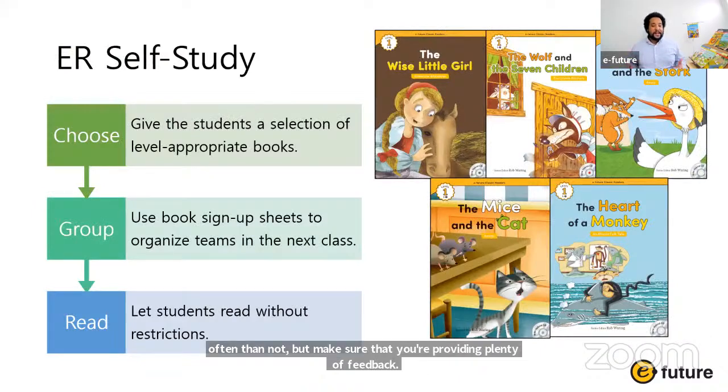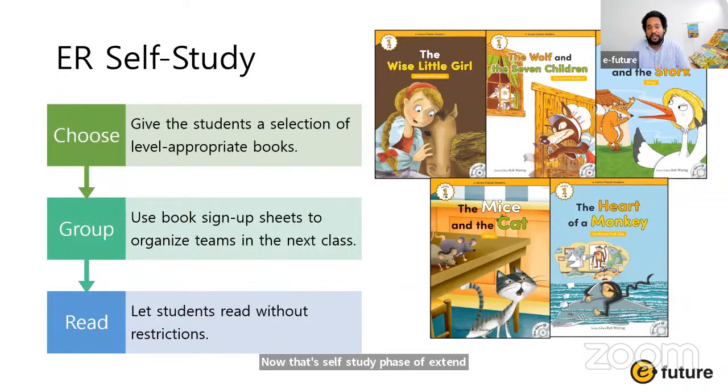Now, that self-study phase of extensive reading, this is probably the most basic step in planning a flipped class. It starts simply by giving your students a selection of books to choose from. So for this example, I'm going to be using the eFuture Classic Readers because I work for eFuture, and one of the editors is in attendance today, Dr. Rob Waring. So the material should be familiar.